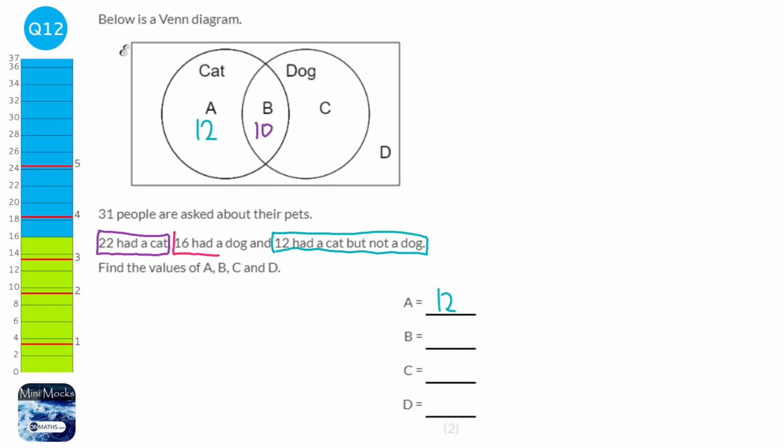If 16 had a dog, and 10 also had a cat, that means that 6 had just a dog. Let's make sure we fill these in. And if overall there were 31 people, and there were 12 who just had a cat, 10 who had a cat and a dog, and 6 who had just a dog, that leaves 3 left over.